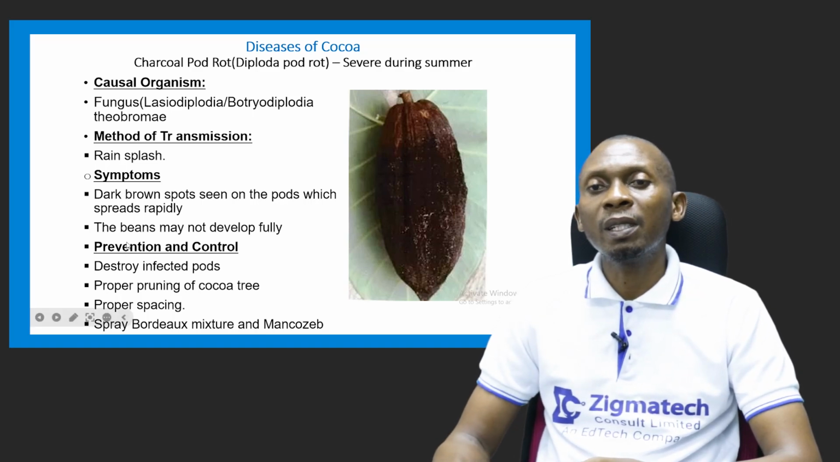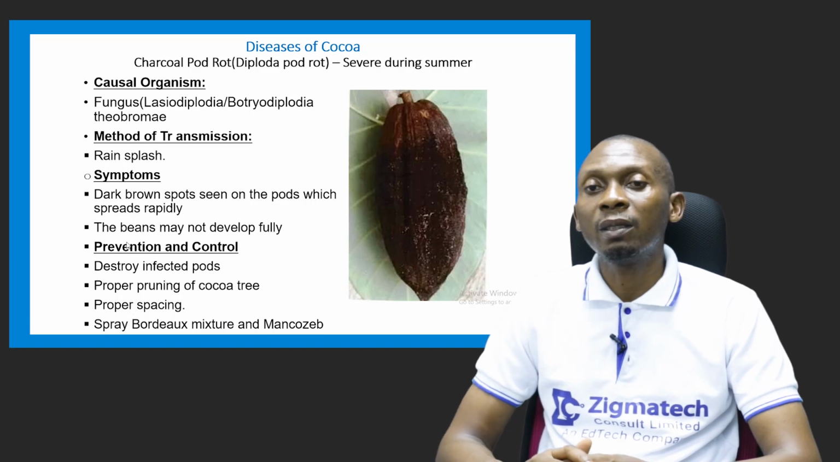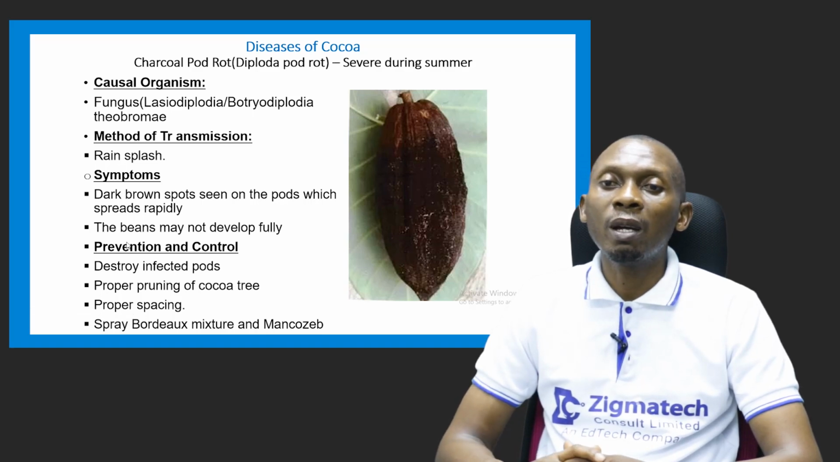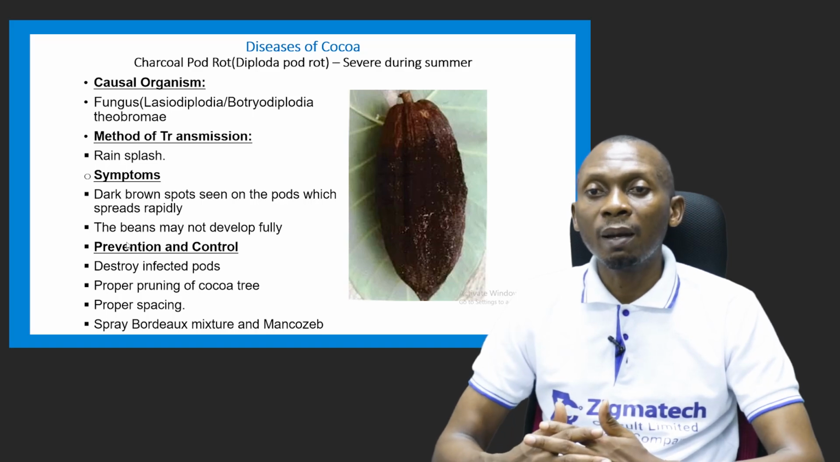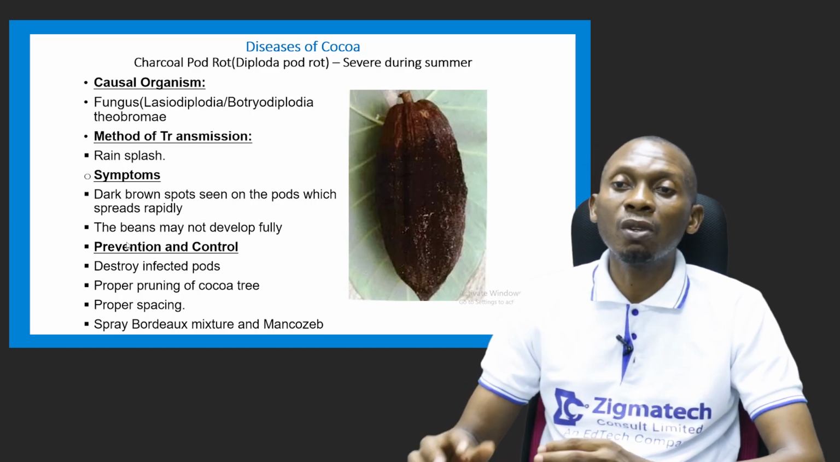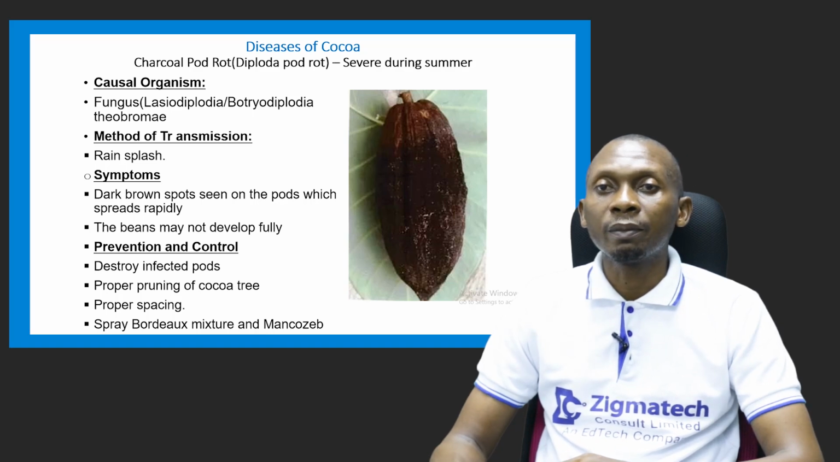Now, how is this prevented? You need to destroy infected pods. Then you should also properly prune the cocoa trees, carry out proper spacing, and use appropriate fungicide like Bordeaux mixture and mancozeb.